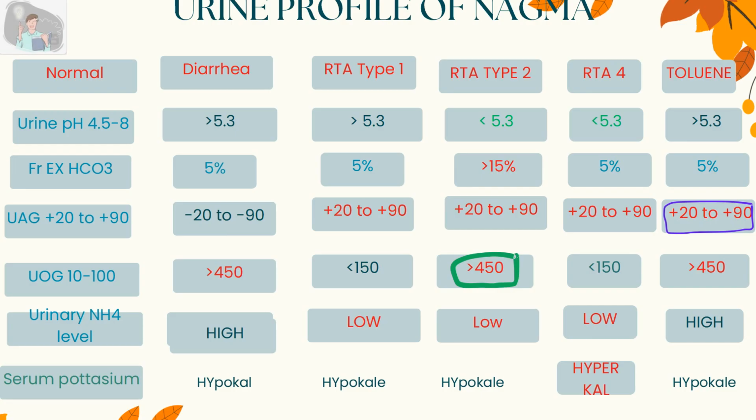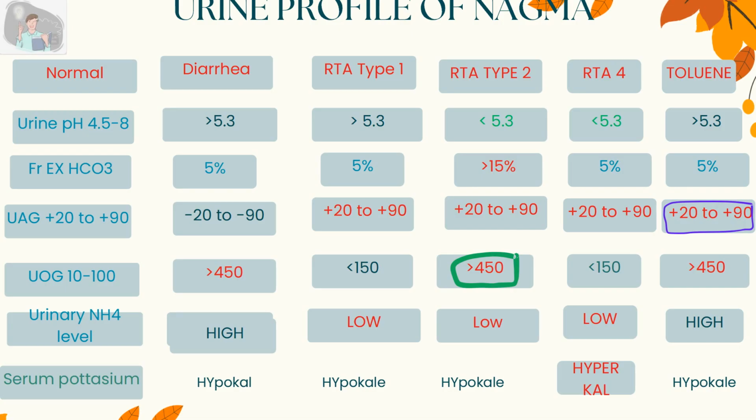Because there's a defect in the alpha intercalated cells functioning, the pumps are not able to do this, so you are not able to reabsorb the potassium being wasted in the urine, so you have hypokalemia in RTA type 1. I would explain this with diagrams later on in another presentation.